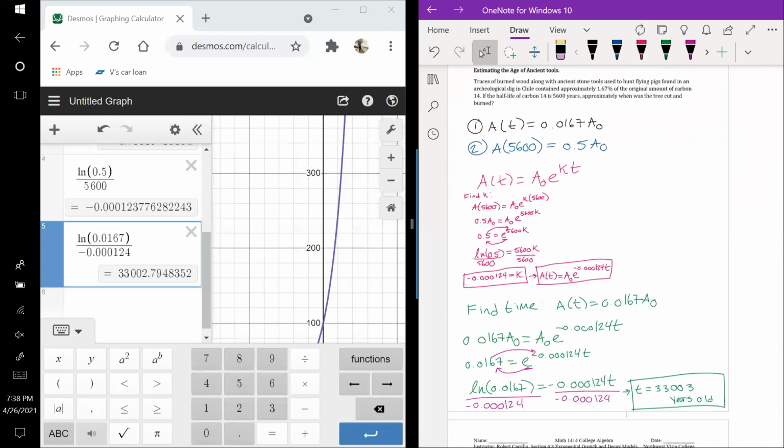All right. So we see some of these processes are repetitive. You just have to get that setup down. So is everybody good on this one?